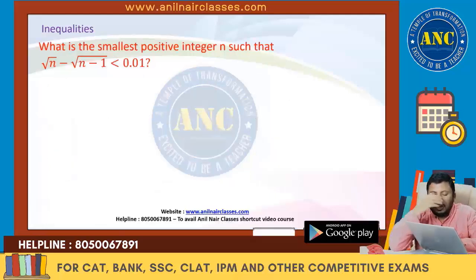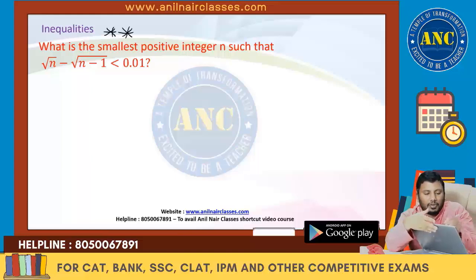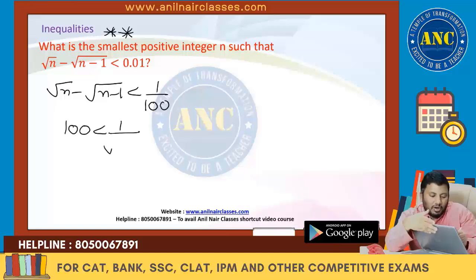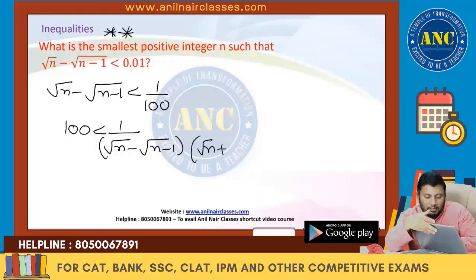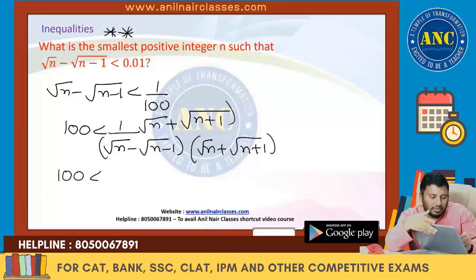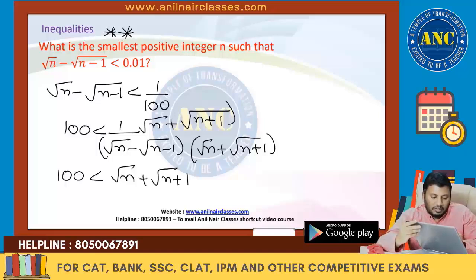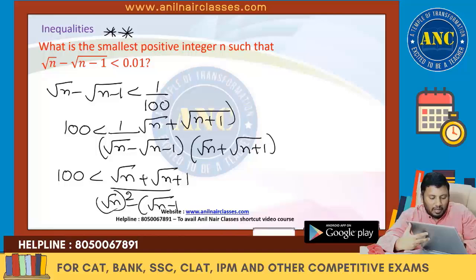Root n minus... This is again a very good question, sir. Root n minus root of n minus 1 is less than 1 by 100. So 100 is less than 1 by root n minus root n minus 1. This is nothing but multiplying with the rationalizing factor, root n plus root n minus 1. So 100 is less than 1 by (root n plus root n minus 1). This is nothing but root n whole square minus root n minus 1 whole square.